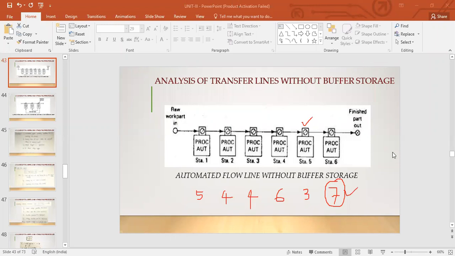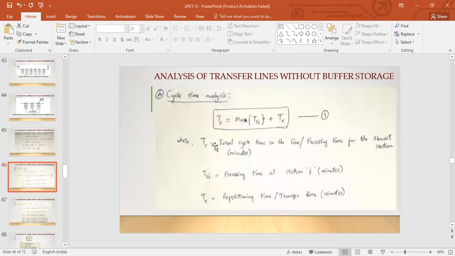Okay, so your cycle time is dependent on your slowest station. That's the point. So this is why you have to consider the maximum of TSI. TSI is basically your processing time at station I. How many stations you have depends on this. I is basically your station number, 1 2 3 4 5.